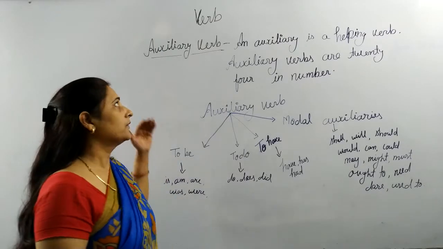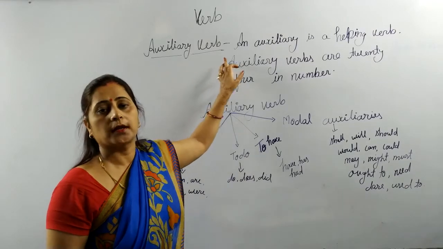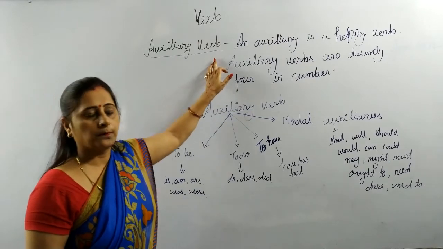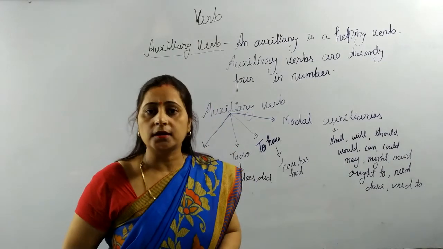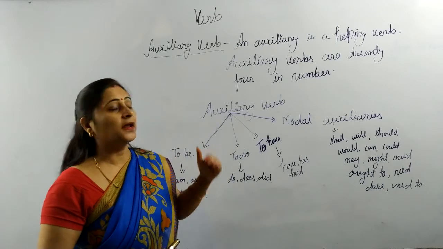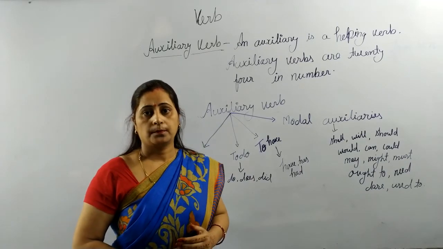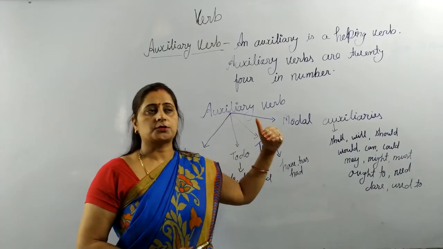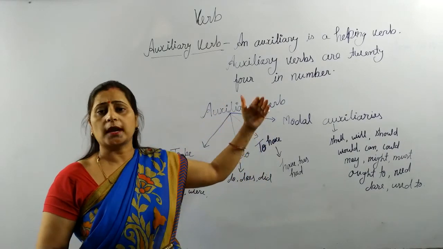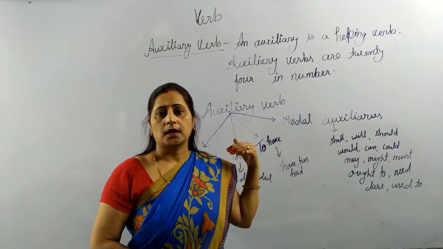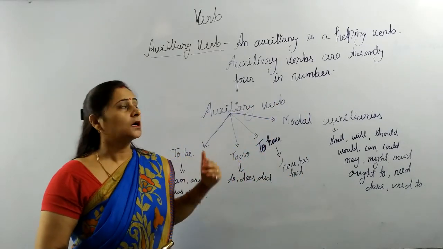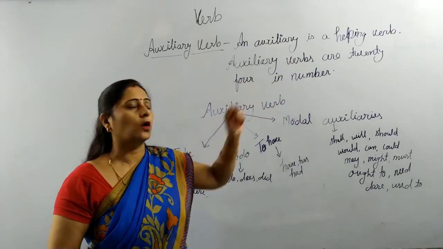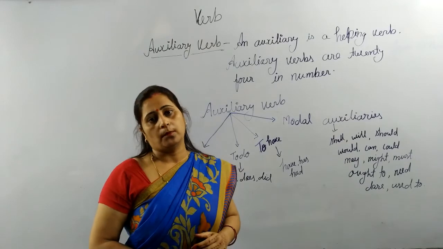Now I will explain what is an auxiliary verb. An auxiliary verb is a helping verb. It means all the helping verbs which we use in tense, in any sentence, are called auxiliary verbs. So an auxiliary verb is a helping verb.